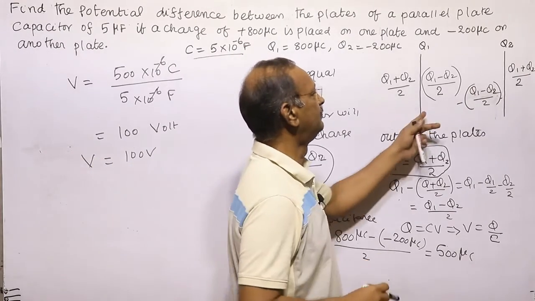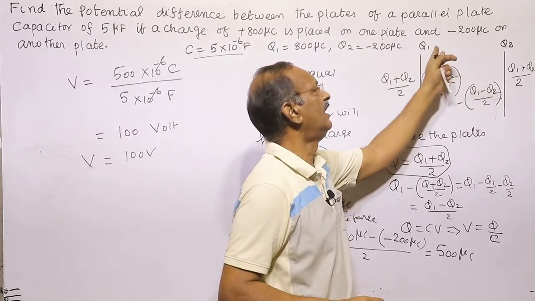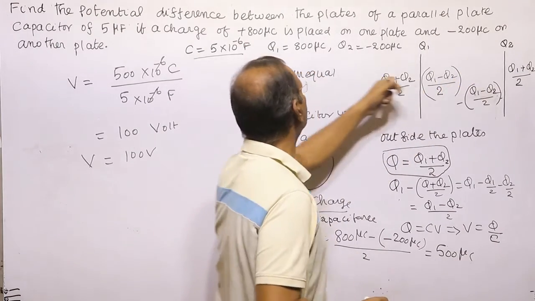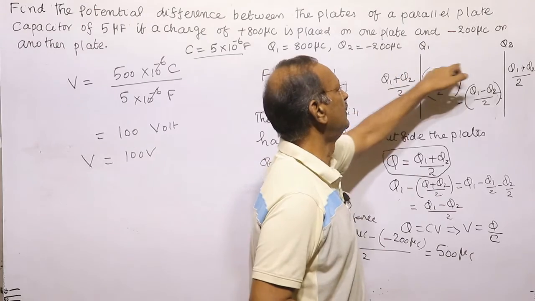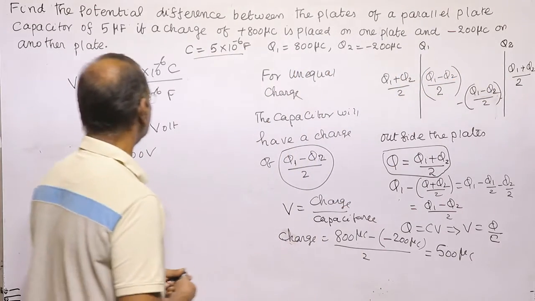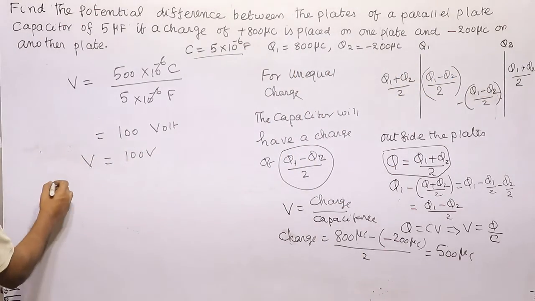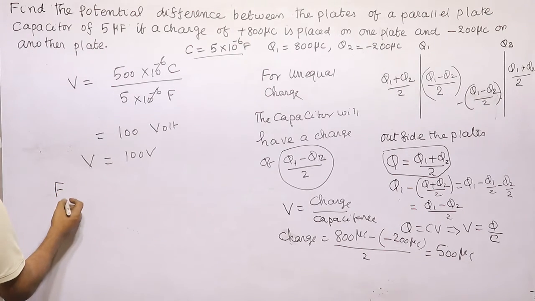This method is adopted if the charges are unequal. This is Q1 and this is Q2, and Q1 and Q2 are not equal. Generally it used to be plus Q on one plate and minus Q on the other. Therefore, for unequal charge we will use this for n number of capacitor plates.